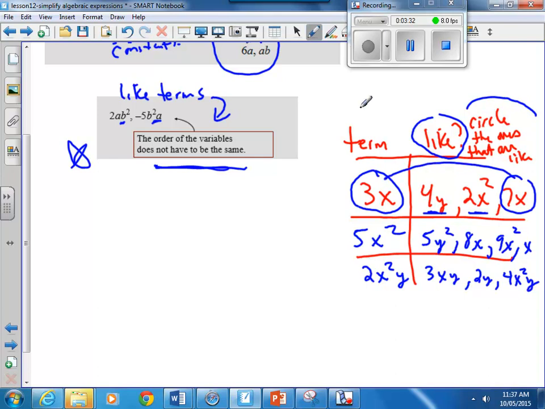Okay, let's play that game again. 5x squared, and who is a like term with that? 5y squared? No way. Different variable. 8x? No way. Exponents don't match on the variable. Aha, 9x squared. That's a yes. And x, that's a no. So we're getting used to spotting the like terms, okay? 2x squared y. Who's a like term? This is a no-go, this is a no-go, and this is a yes. So just get good at spotting the like terms.